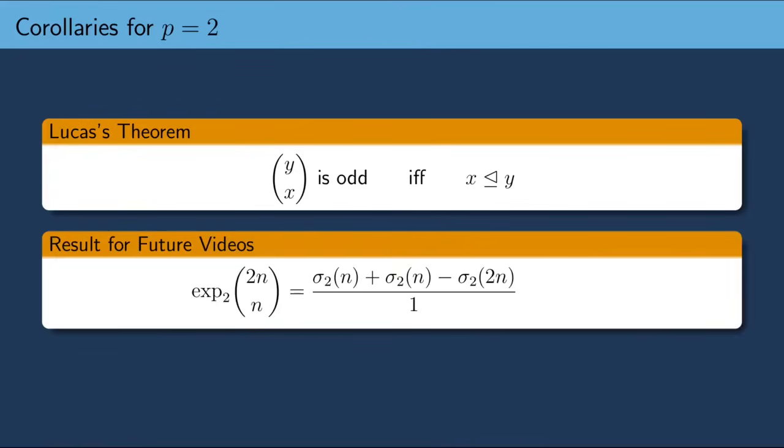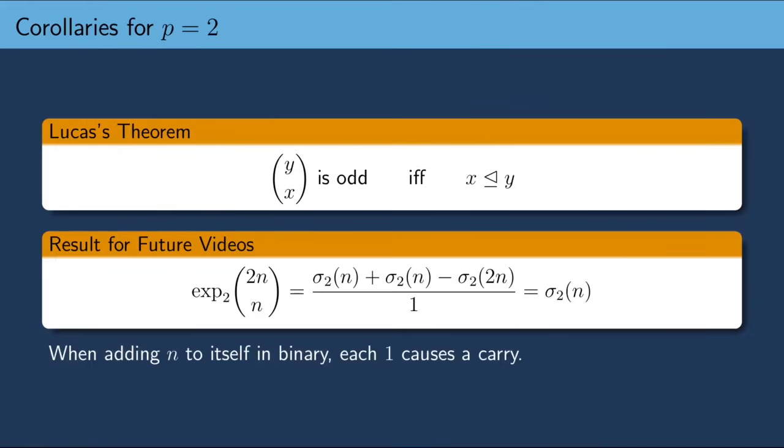It'll also be useful to consider the exponent of 2 in 2n choose n. Plugging into our formula, we get twice the digit sum of n minus the digit sum of 2n, all over 1. But the sum of the digits in binary of n is the same as the sum of the digits in binary of 2n. So this cancels down to just the sum of the digits in binary of n. Put another way, when adding n to itself in binary, each 1 in the binary expansion of n causes a carry. This will give us a really nice handle on the sum of the digits in binary function in some videos to come. I hope that you'll join me for that.